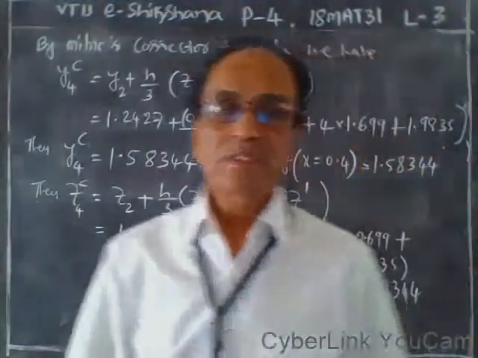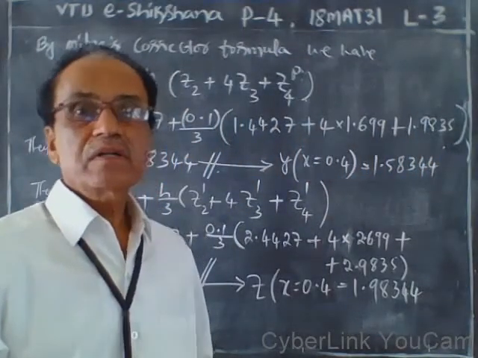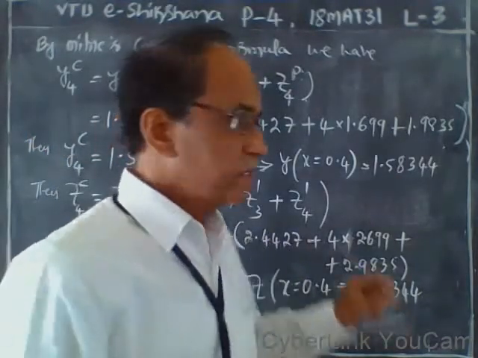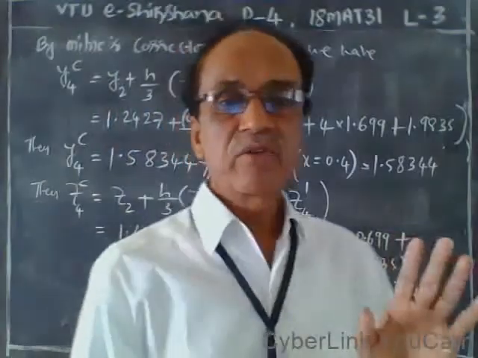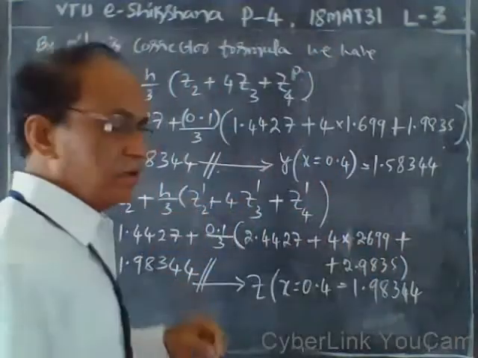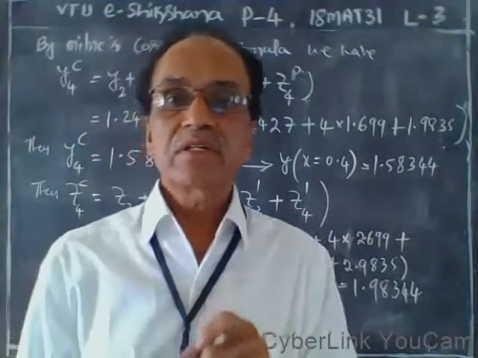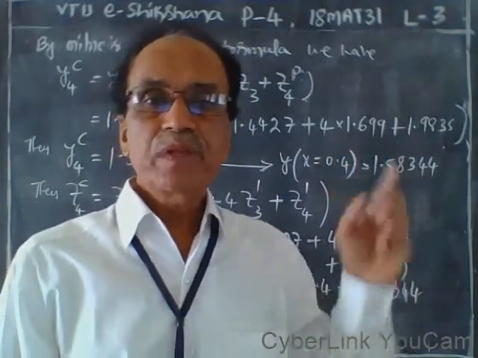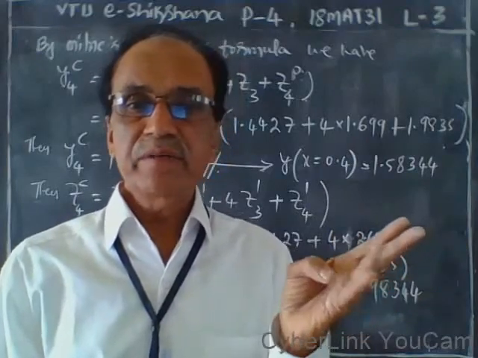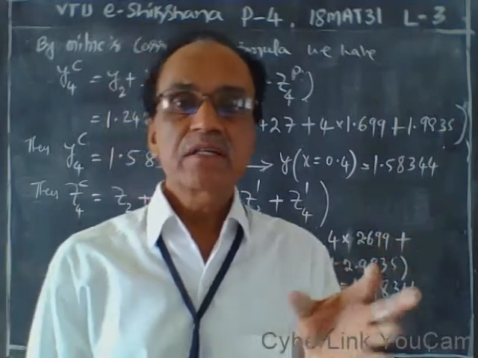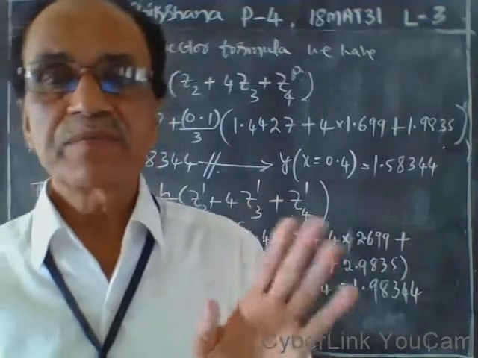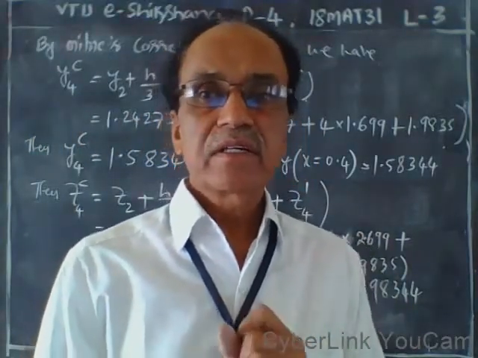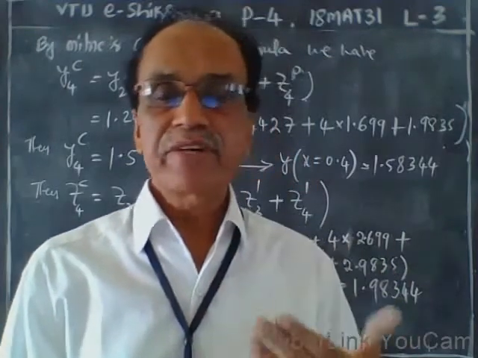1.983. It is 44. This is the final value or the solution in the form of a set of tabulated values. This type of solution is possible when we know all the preceding values of the calculating value, that is x equal to 0.4. Earlier to that, x equal to 0.3, 0.2, 0.1. Those values must be known to us.